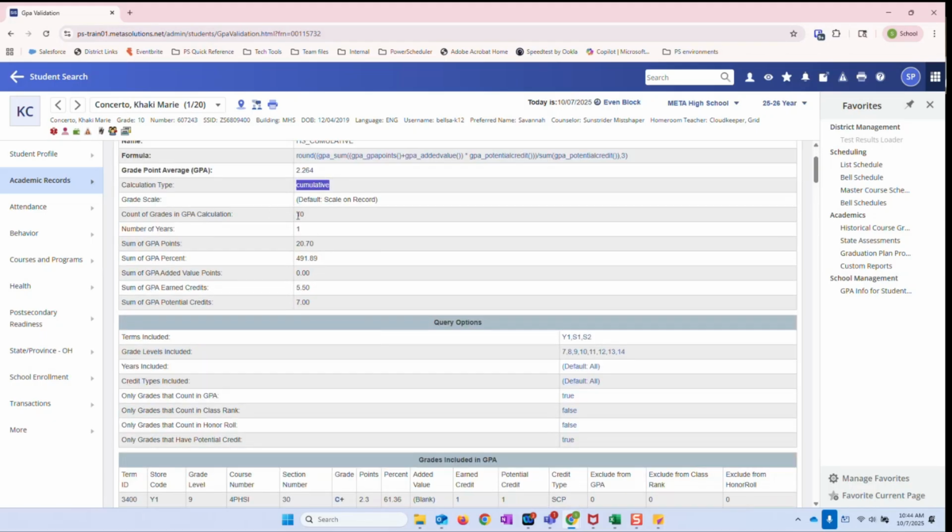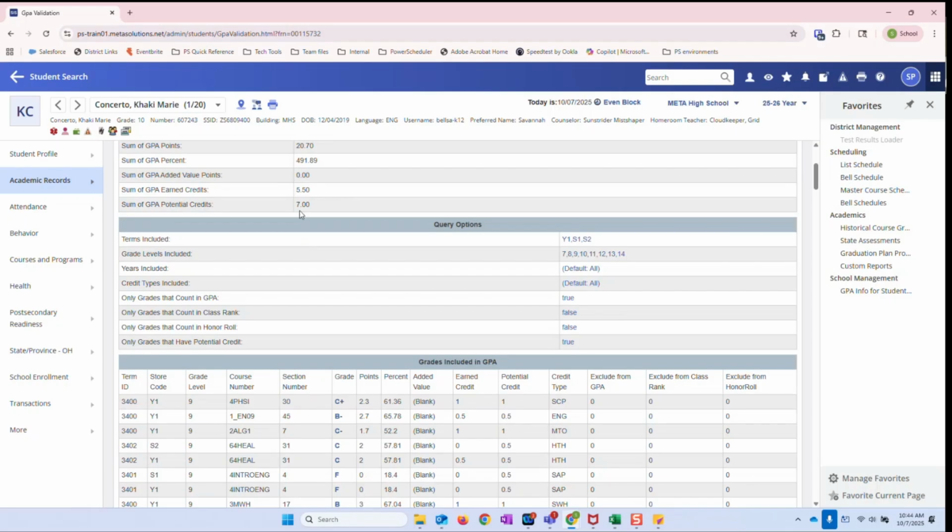I love this page because it gives me a whole lot of information that I need. How many grades are being used in the calculation? How many years in the calculation? What is the total number of GPA points? I referenced this earlier, so a lot of schools go on a 4.0 scale, right? 4.0 for an A, 3.0 for a B, and so on and so forth. This student has earned a total number of GPA points in their years of high school so far of 20.7.